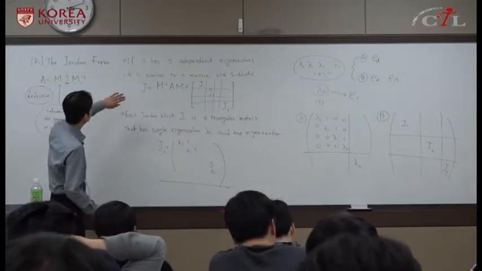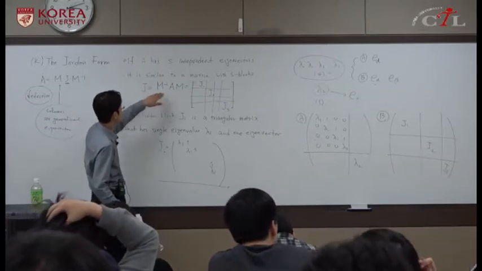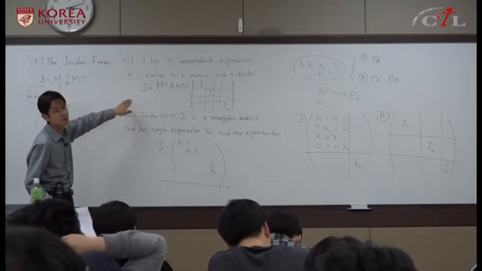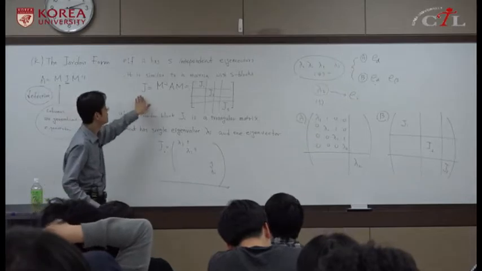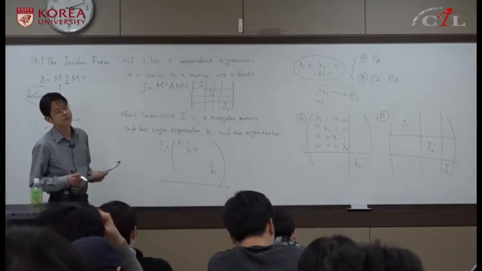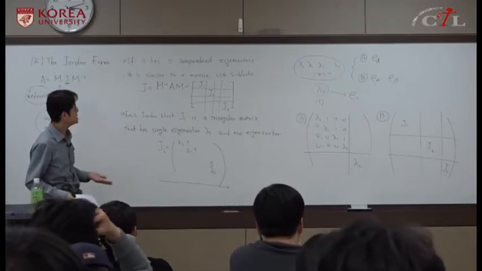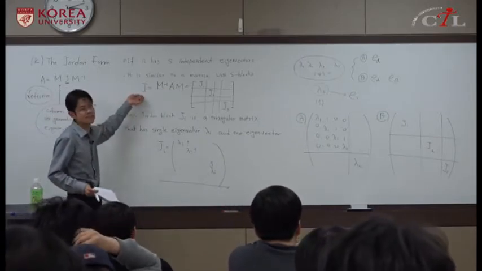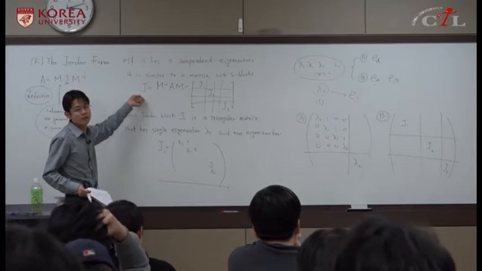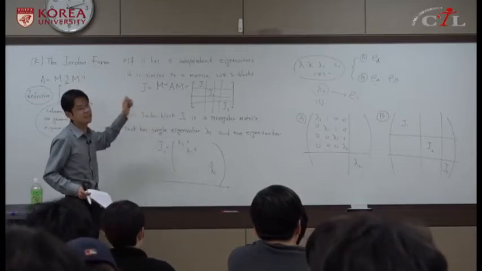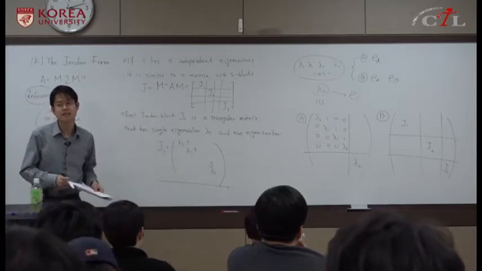And for a defective matrix A, we can find a Jordan block matrix J that satisfies this relationship. How to find J? That's another story. What we say is that there exists one, and we'll prove something using J instead of A. Okay?